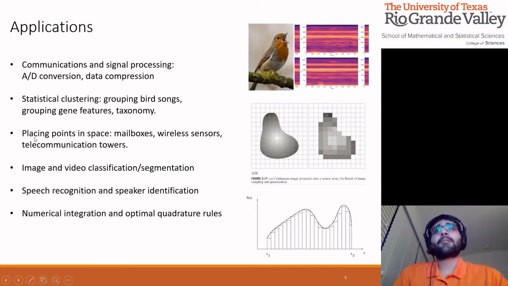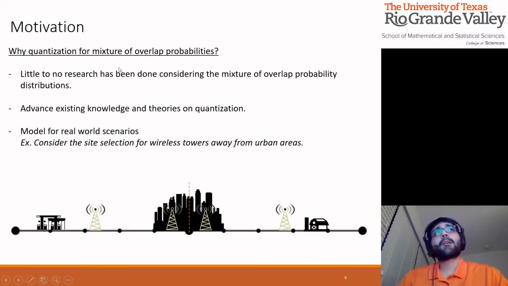Also, it's important in placing points in space, like, for example, finding the optimal location of where to place mailboxes in an apartment complex or some wireless sensors in a building or telecommunication towers away from a city. Also, in image and video classification or segmentation, in speech recognition and speaker identification, and in numerical integration and optimal quadrature rules. Now, the motivation of my research.